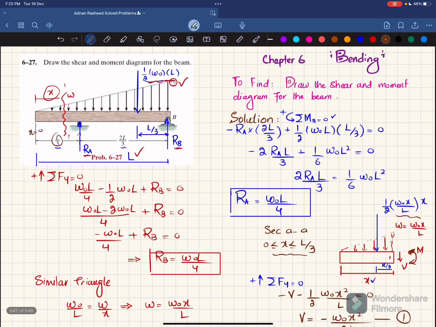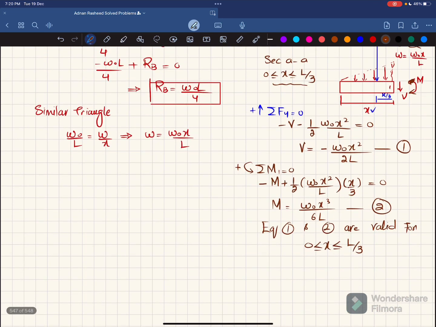Now what we will do is cut the beam at another region, that is section 2, and this region is X greater than L by 3 and less than or equal to L. Clear? And we will draw the free body diagram. So let me draw it over here. Let this be the beam. Clear? There is a triangular load over here. Clear? This is the triangular load.